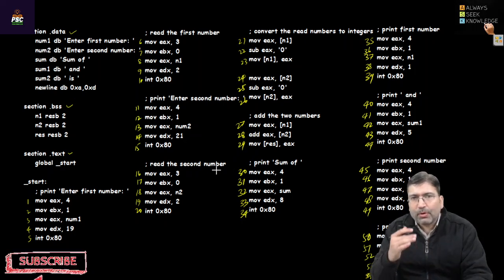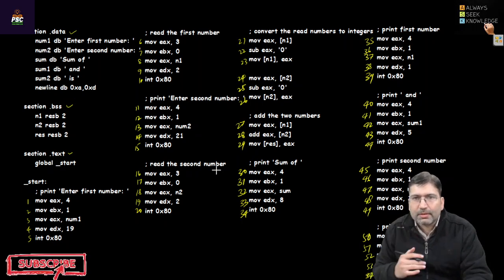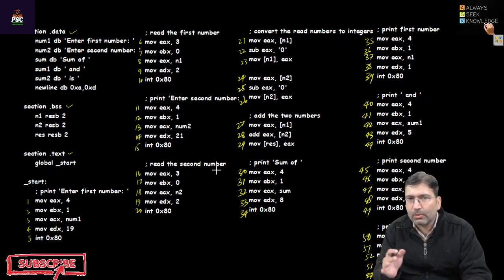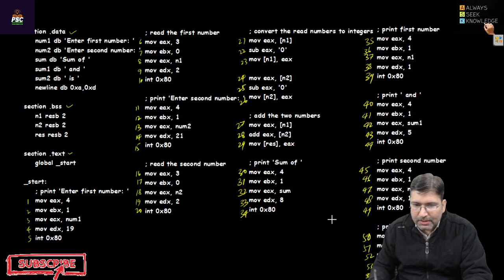As I have mentioned, a program is nothing but a set of instructions. We may be writing the instructions in high level language, but ultimately it is going to be converted into low level. So these are the instructions. Let's say 54 instructions have been generated, and that is the program.